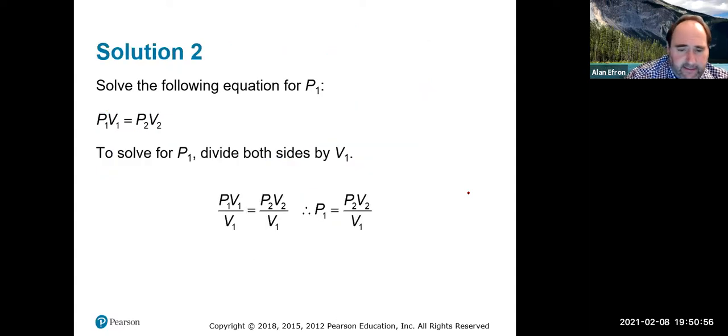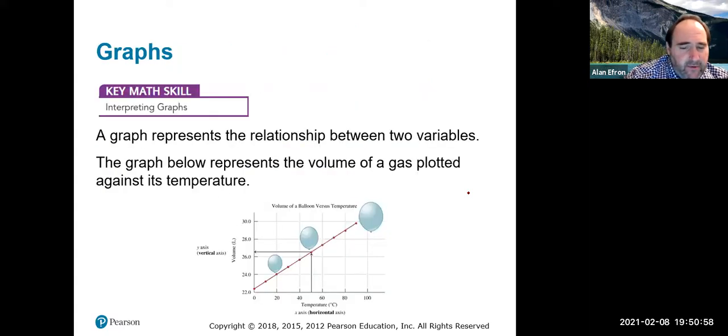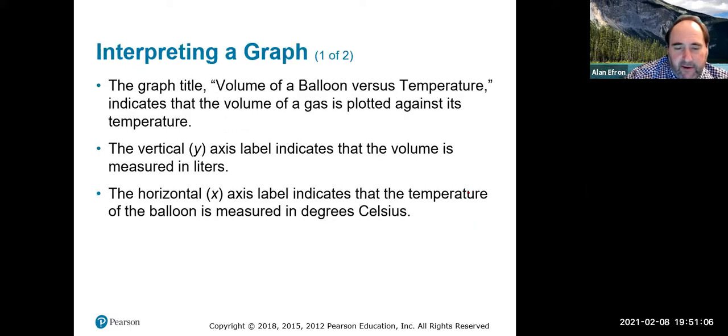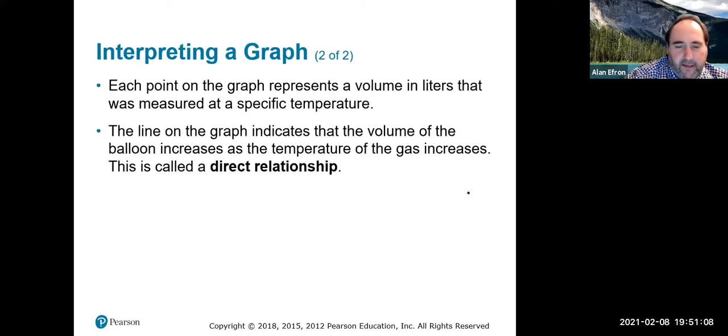Then there's that there. Honestly, we're probably not going to do too much with graphs, but if you want to look at it again, I don't anticipate too much graphing going on in here.